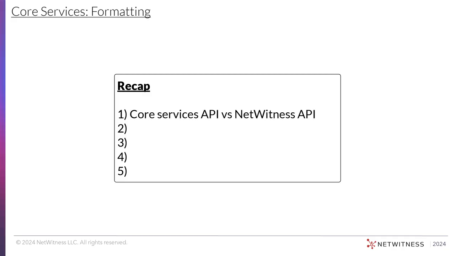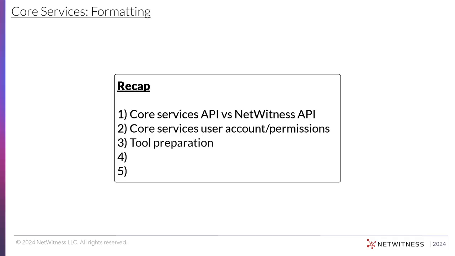We established that the Core Services API is for the broker, decoder, concentrator, and other core services, and the NetWitness API is for respond and endpoint services. We discussed how to set up user accounts and permissions. We prepared the tools that we need, Postman and curl. We introduced the format and some necessary parameters of an API call. And we described the difference between size and stream limit parameters.